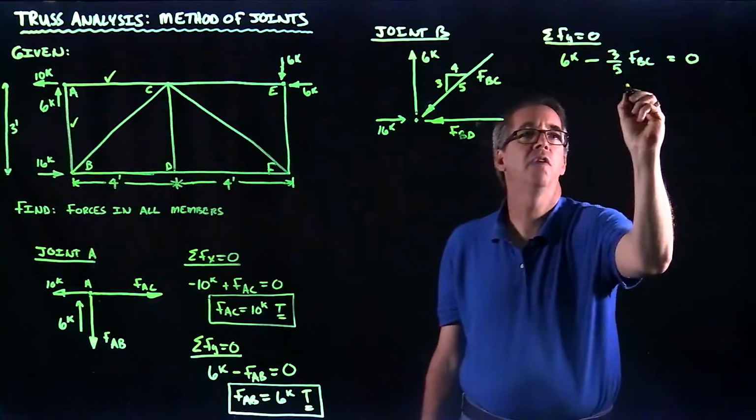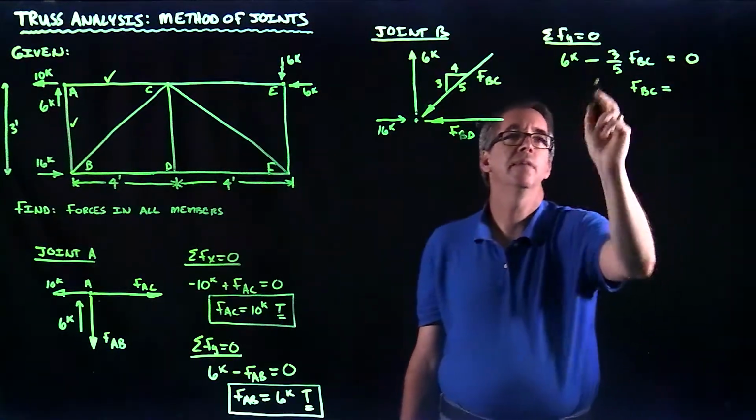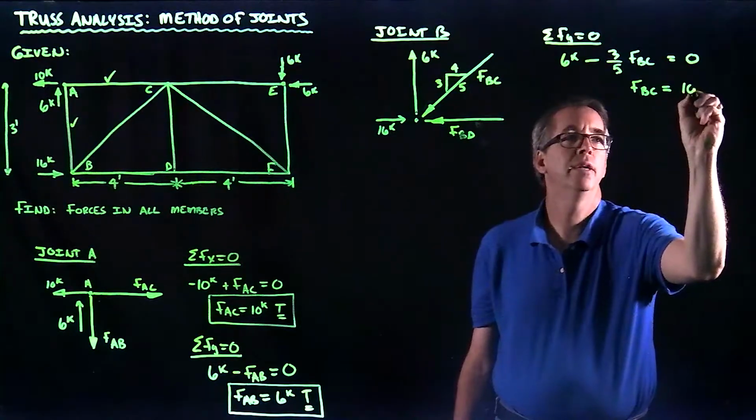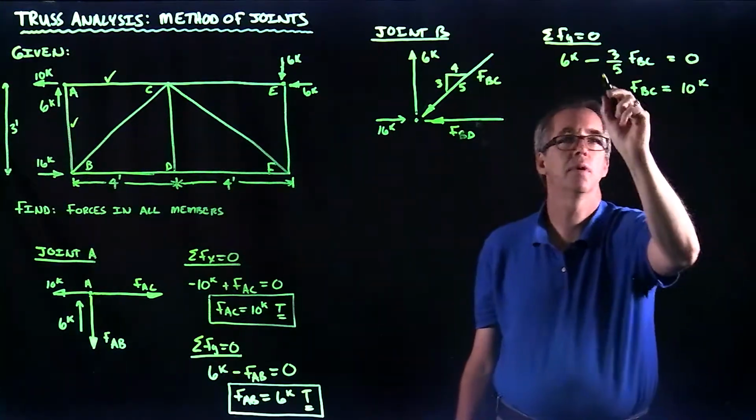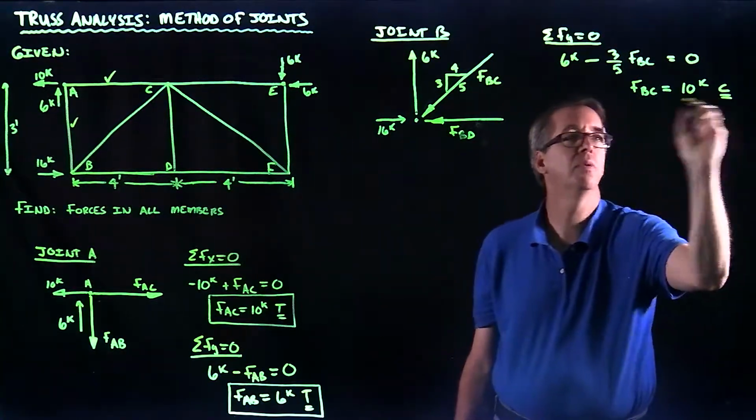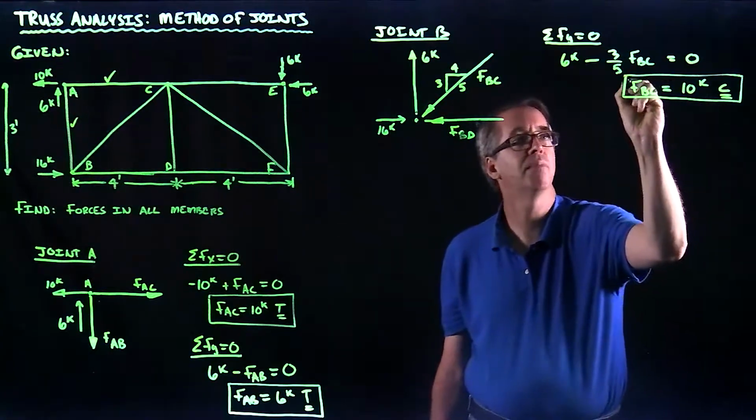When I solve for BC, I see that BC is going to be 6 divided by 0.6, which is 10 kips, and it is going to be in compression. The direction I assumed was correct, and I'm just using C for compression.